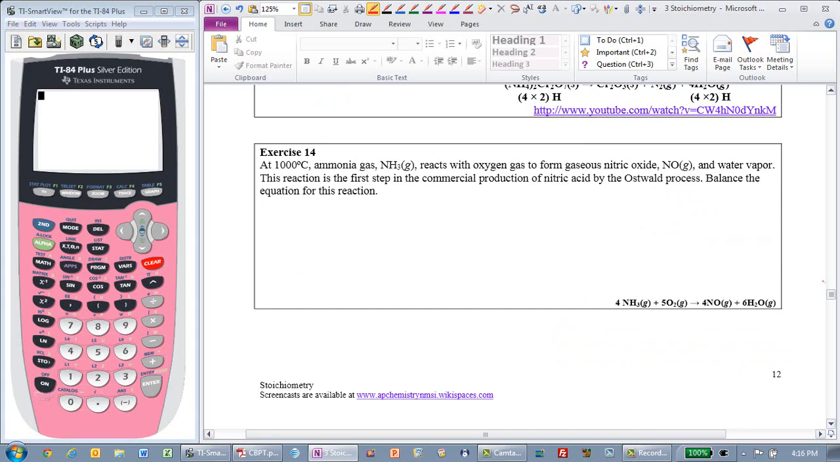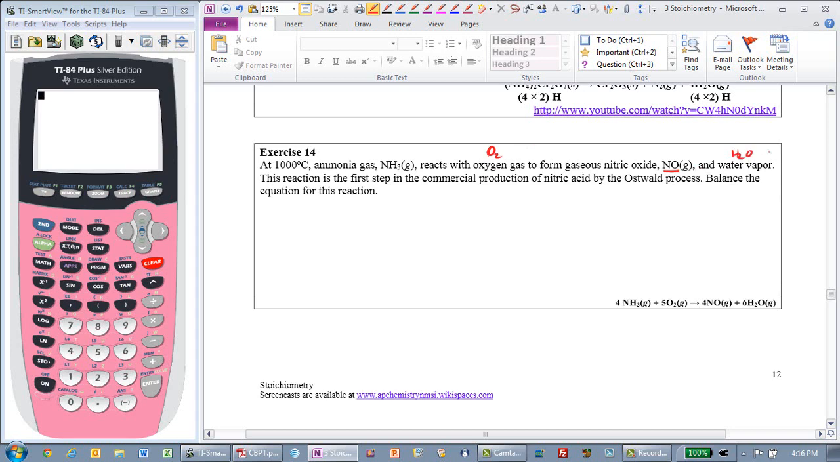At 1,000 degrees Celsius, I don't want to be anywhere near that, that's very hot. Ammonia gas, NH3, reacts with oxygen gas, we know that to be O2, to form gaseous nitric oxide. Thank goodness they gave me the formula. It's just NO, and water vapor, and we know that that's H2O.